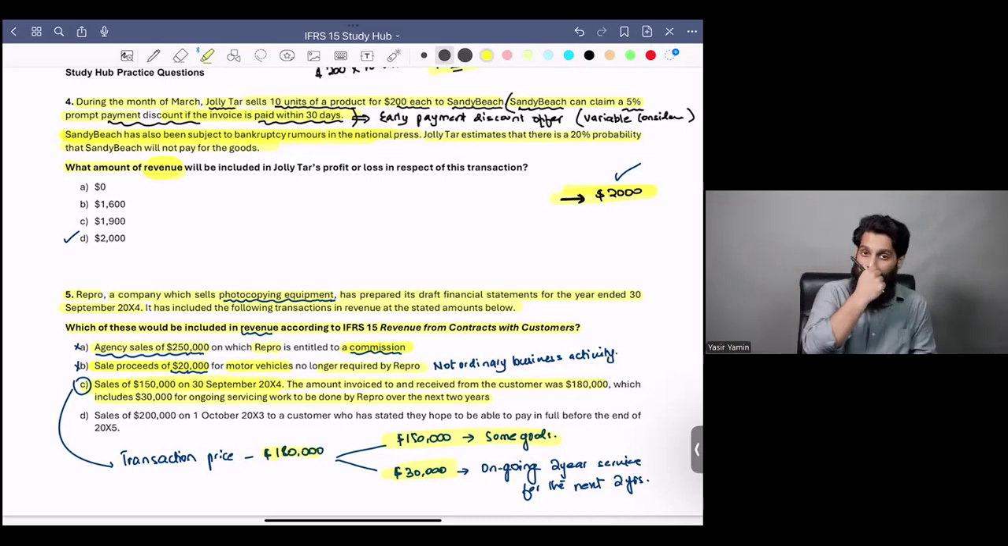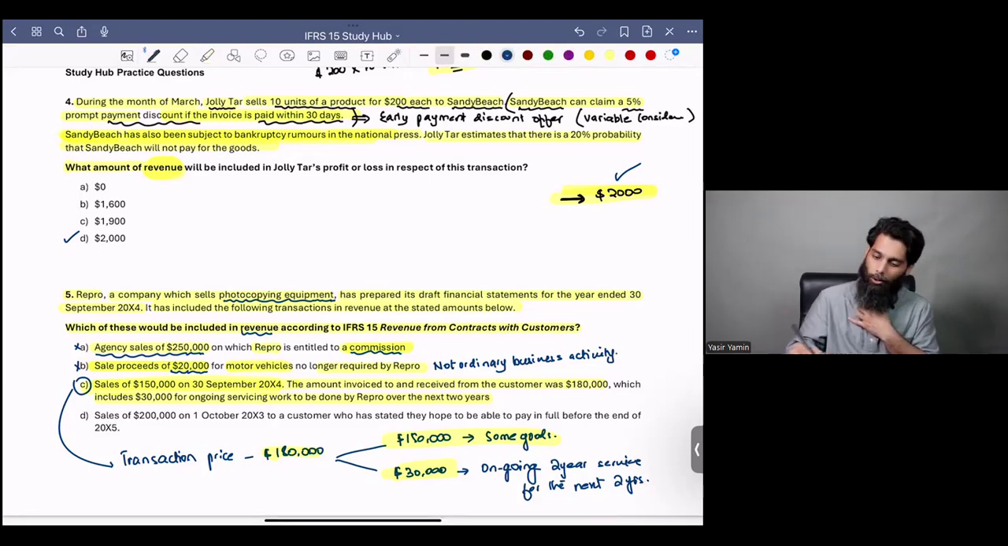Do you agree that C should be the correct answer? Yes or no? I want your opinion. Is C the correct answer? Yes or no? And I want an answer from everybody. Yes, C is the correct answer.